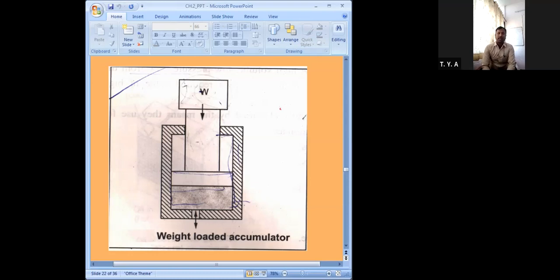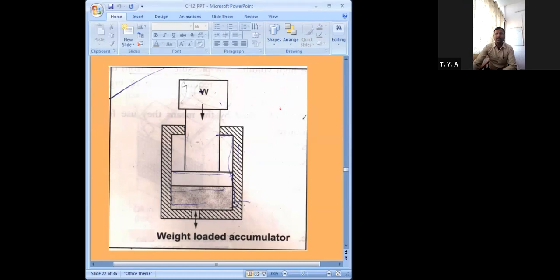If you see this figure, we'll come to know that it consists of a piston rod. You can see the plunger, this one, the piston rod. Please check my mouse cursor. This is a piston rod. This dead weight loaded accumulator consists of a piston rod, or you can call it the ram or plunger, loaded with this dead weight. You can see the W, this is the dead weight. This is a plunger or piston on which we have the dead weight. Getting it?